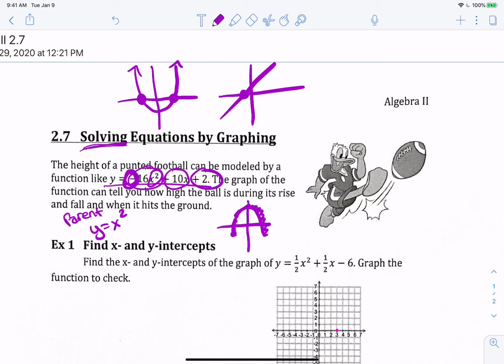Can I ask a question? Sure. When you put the parent function, there's the negative, so why don't you put the negative in front of it? Because the negative is a reflection down. So when we get rid of everything else, it's just x squared, and then the negative is like a transformation that's done to that x squared. That's a good question. Yep. So the negative and the 16 and the 10 and the 2, those are all added in there later, okay? So what's happening to this football is basically it's a parabola. It's going up, and then it's coming back down. We're going to talk about it more in example 3, okay?